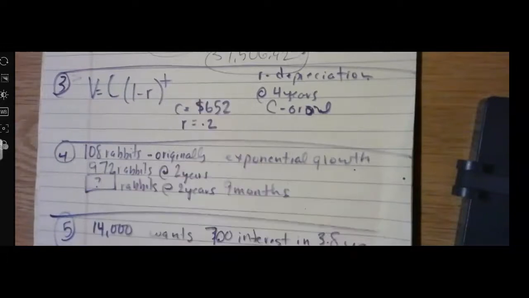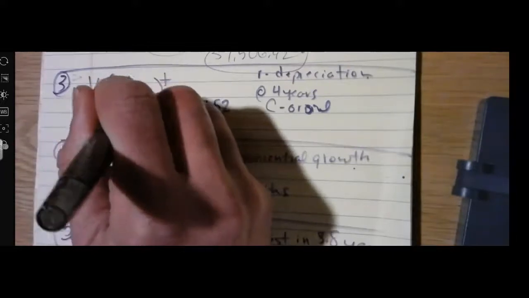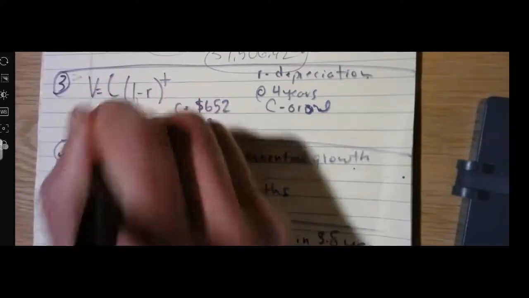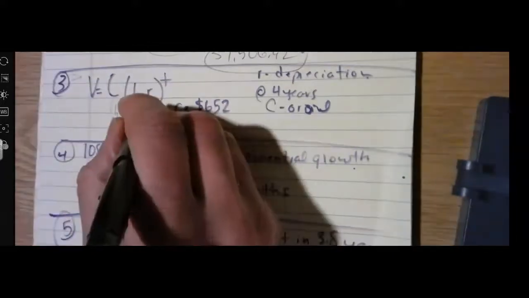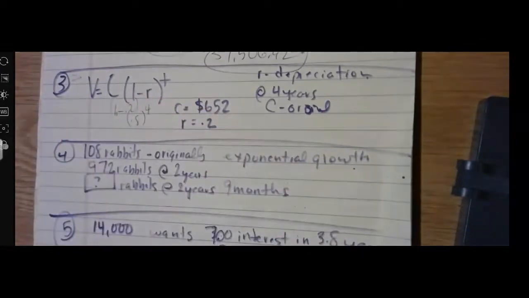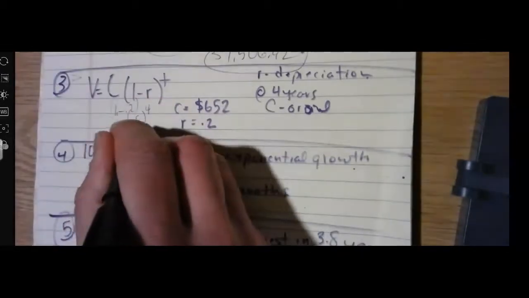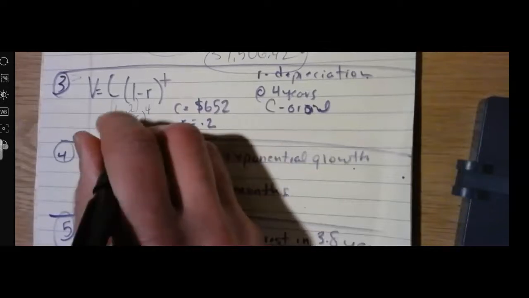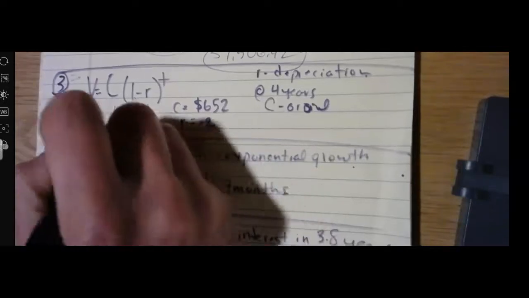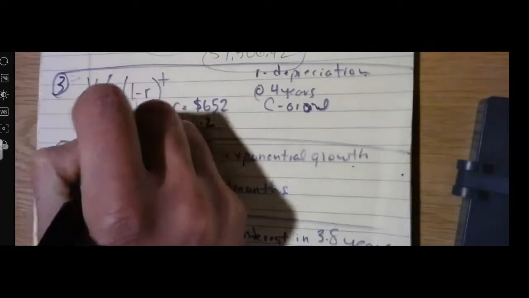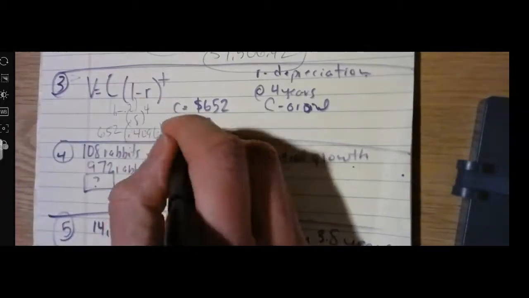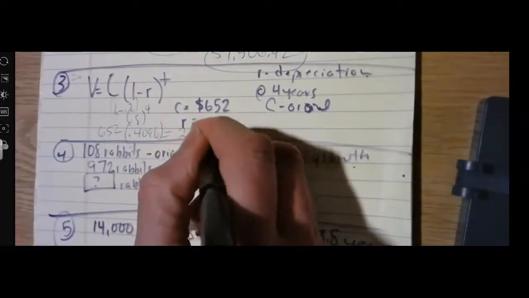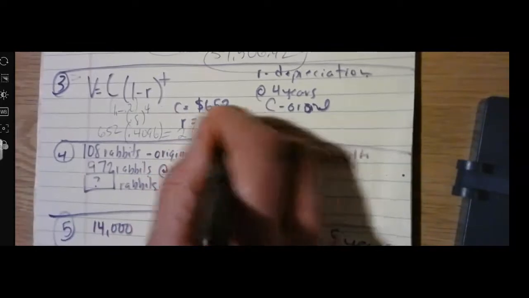Well, what we can do here is we take 1 minus 0.2, which will be 0.8. It's going to be 0.8, right? Raised to that 4th power, because it's 4 years, and that gives us 0.4096. And then we multiply that times the original amount, which is 652, which is originally what its value is, and that'll give us $267.06 if you round off.